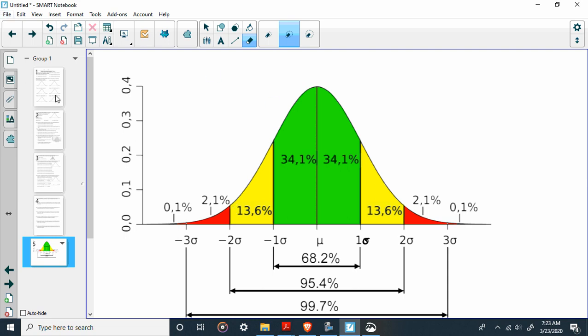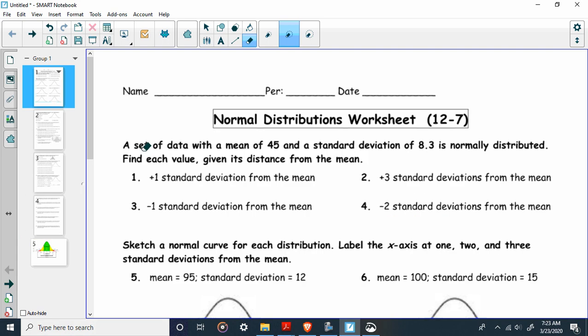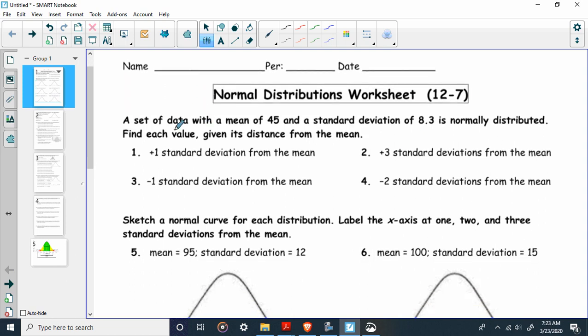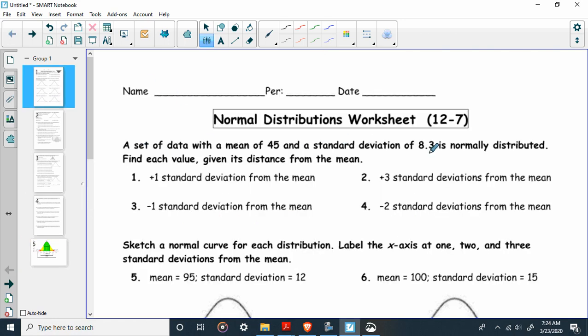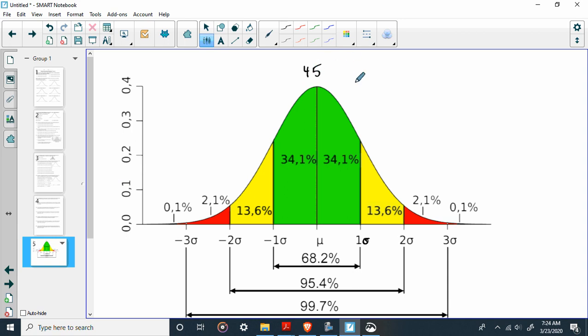So let's take a look at a couple of questions I want you guys to be able to do. Again, this is on the website. This is the one labeled normal distributions 12-7. So it says a set of data with a mean of 45. All right, so before we even get to the standard deviation, the mean of 45. So the mean for this data is 45, okay? And a standard deviation of 8.3 is normally distributed. Find each value given a distance from a mean. So 8.3 is your standard deviation. So all we need to do from this 45 is add 8.3 and subtract 8.3.